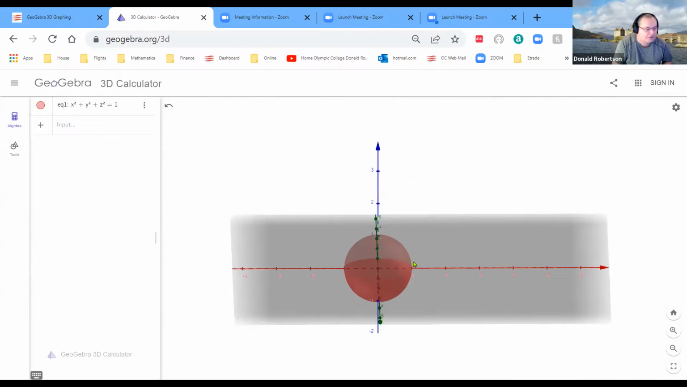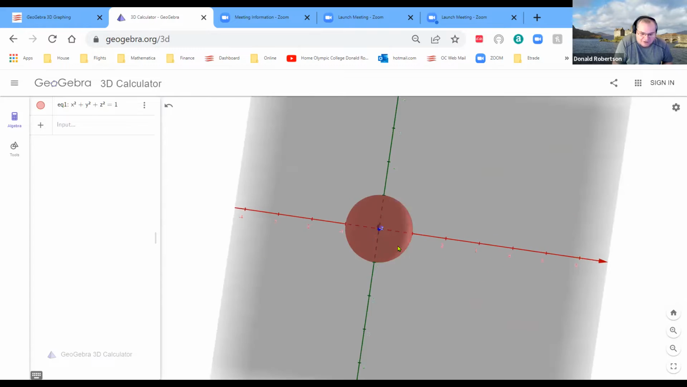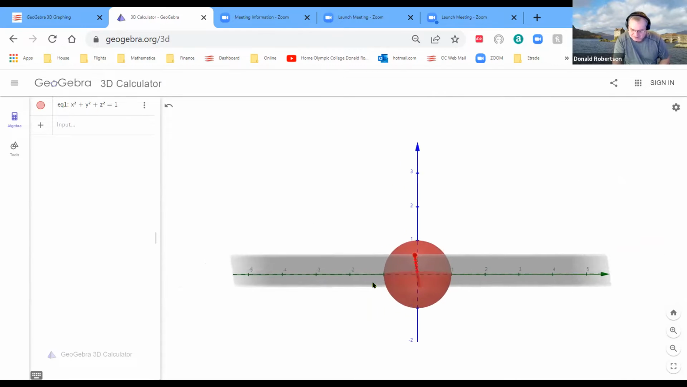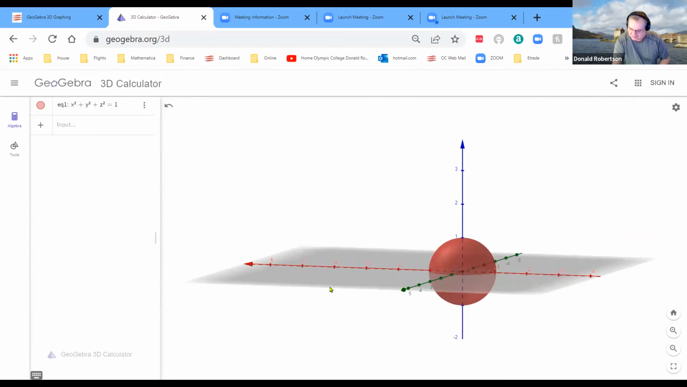Well, I mean, I know it looks like a circle, but if I can rotate it, there. Can you see a sphere? There. Cool. What do you think would happen? Well, what would you think would happen if I changed that 1 to 9?